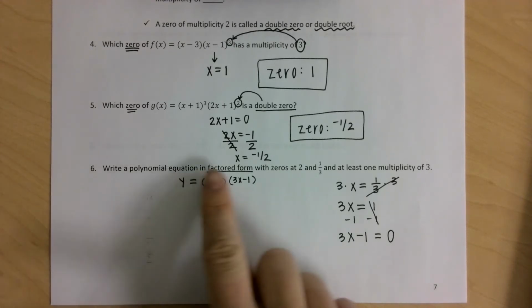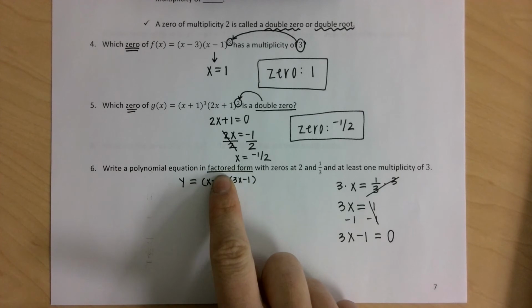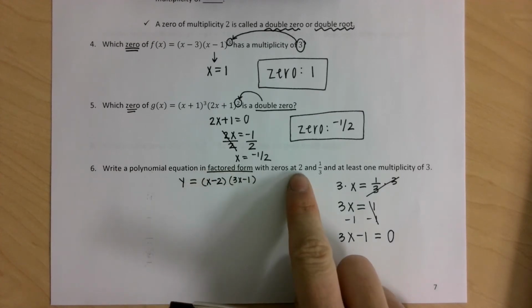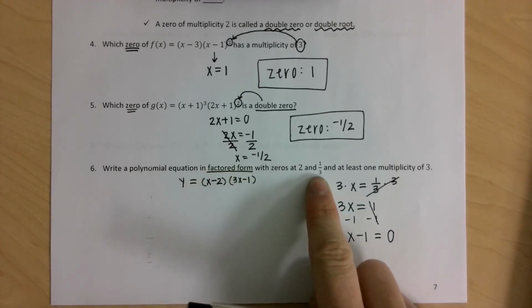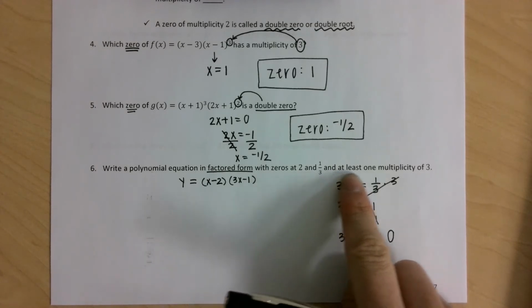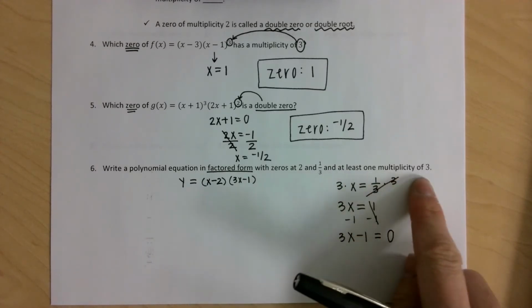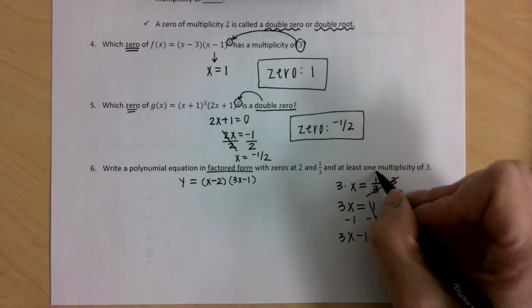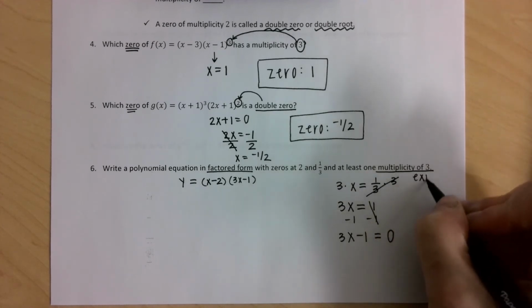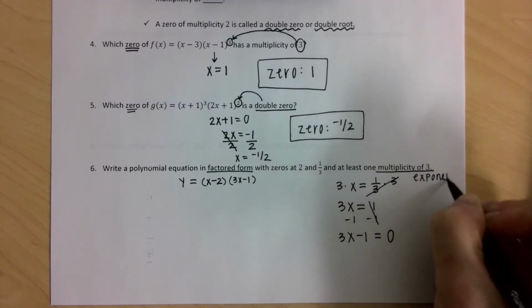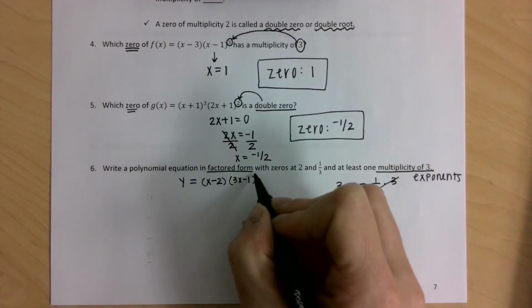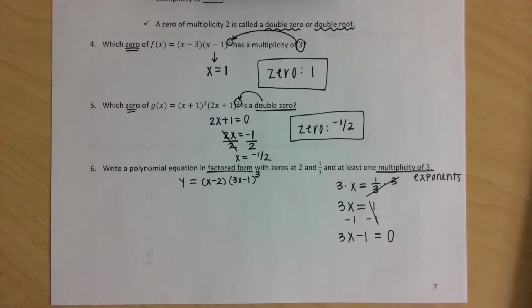Now so far, it does look like my answer is in factored form. I know I have zeros or answers at 2 and 1/3. But it says that I need to have at least one multiplicity of 3. Remember that multiplicity means exponents, so I need to have one exponent be a 3. I'm going to make my last one be a 3. You could have a 3 here with the x minus 2. Either option would be fine.